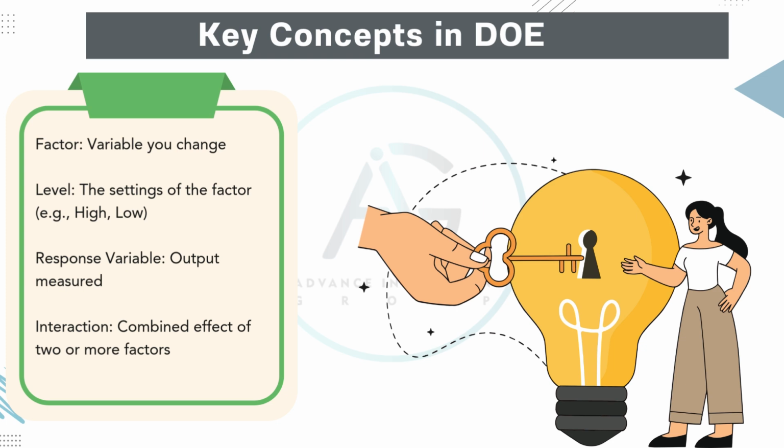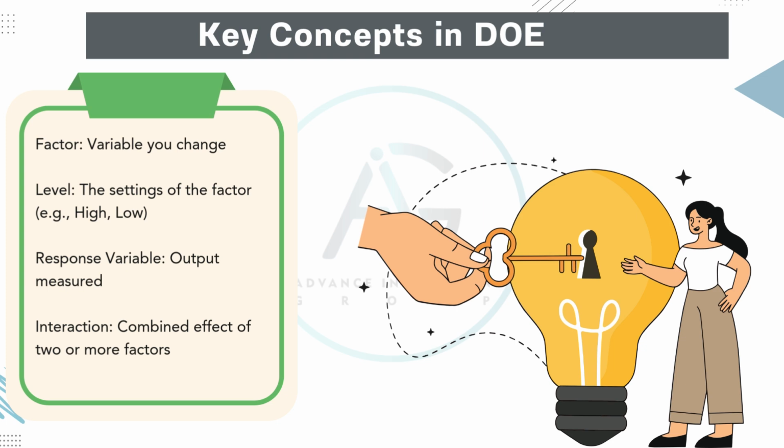Next is the level. This refers to the specific settings or values that a factor can take. For instance, if temperature is the factor, its levels could be high and low. These levels define how the factor is tested in the experiment. Then there's the response variable. This is the outcome or result we are measuring. It's what we're trying to optimize or improve, such as product strength, defect rate, or cycle time.